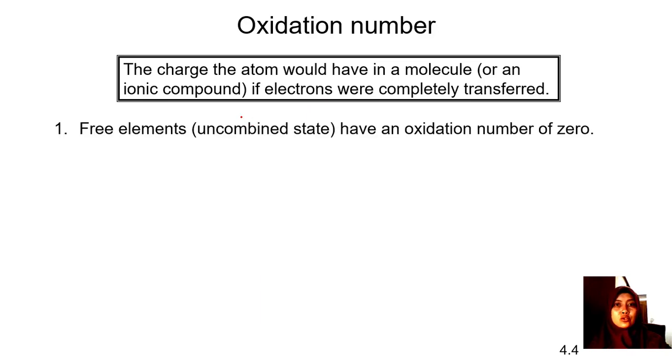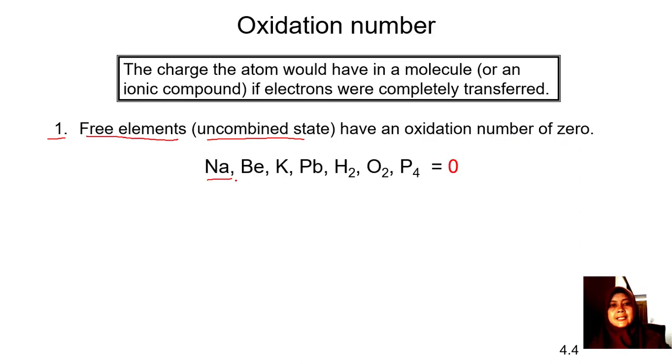There are some rules that you have to memorize. First, every free element, which means an element in the uncombined state, has an oxidation number of 0. I have sodium, this is a free element, beryllium, potassium, lead, hydrogen, oxygen, and phosphorus. All of these free elements have an oxidation number equal to 0.